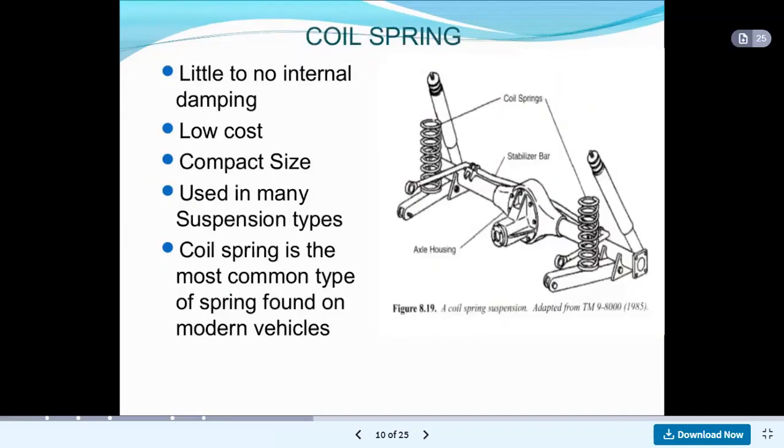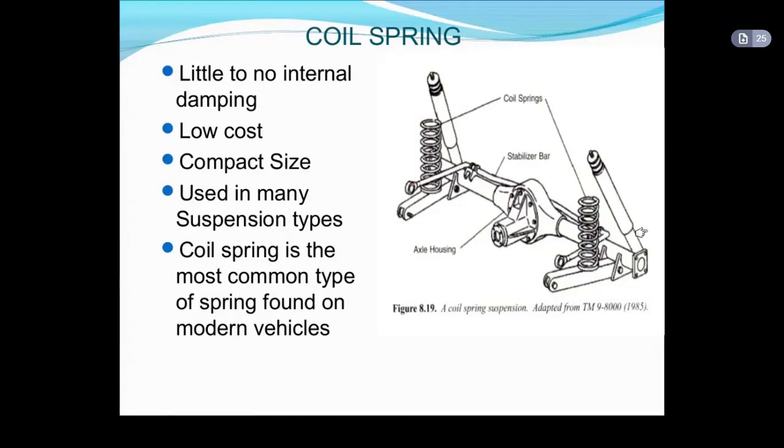If we see the next type, that is the coil spring. In this case, coils are available. A coil spring suspension diagram is shown here. These are the coil springs. These two are coil springs here. This is the stabilizer bar. When the vehicle is moving in a rightward or leftward direction, this part stabilizes the rotation or motion.